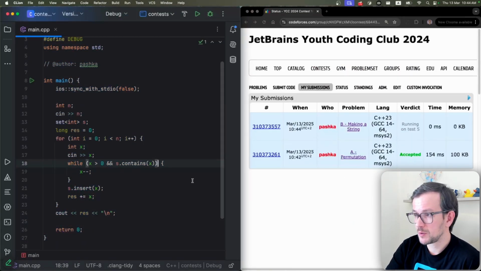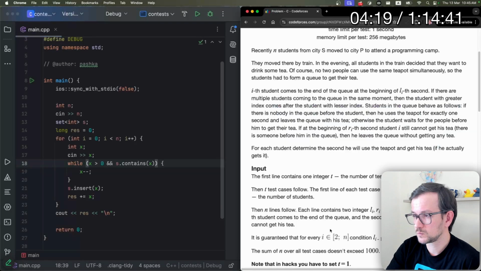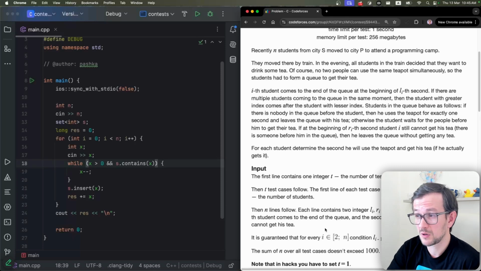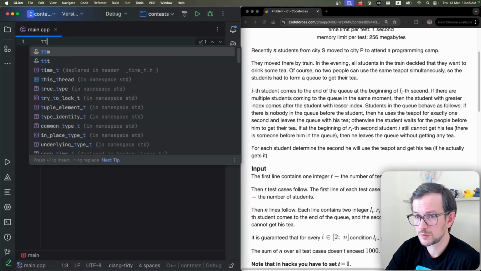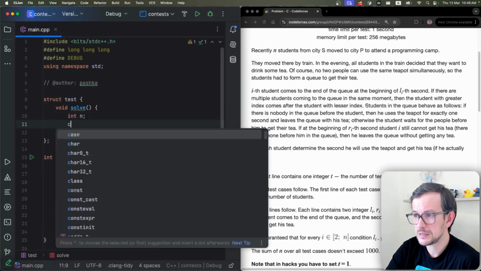Now let's move to problem C. It's about the queue. The problem has a long problem statement, but there's less math involved in this problem. You just need to model what's written in the problem statement. They give you some model, and you just need to simulate it and see what you will have as a result. There are multiple ways to do it. I did it like this.